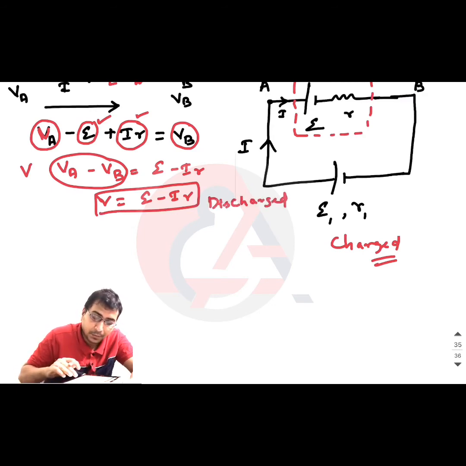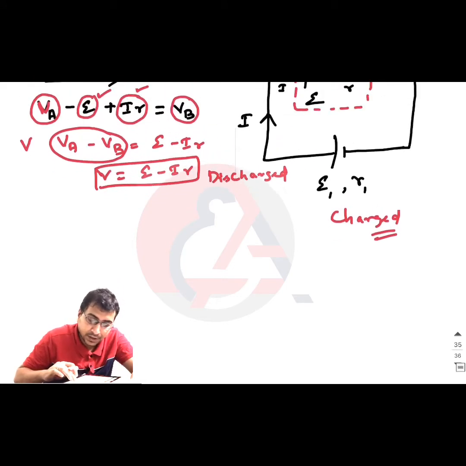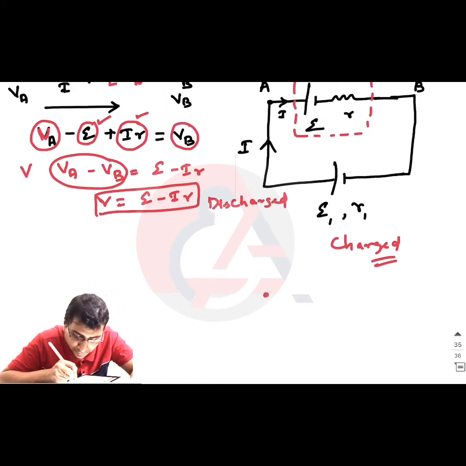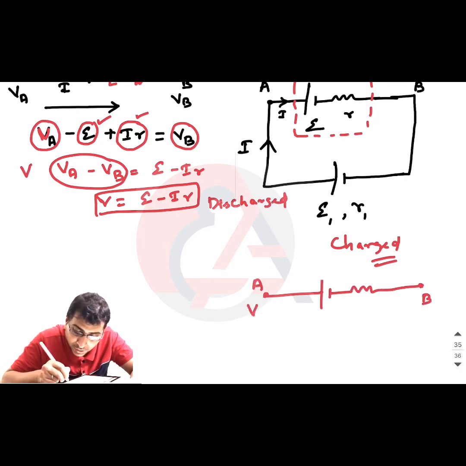But when you look at the same diagram when the cell is getting charged, let's see how it is going to be. This point is A, this point is B. The potential here is VA.